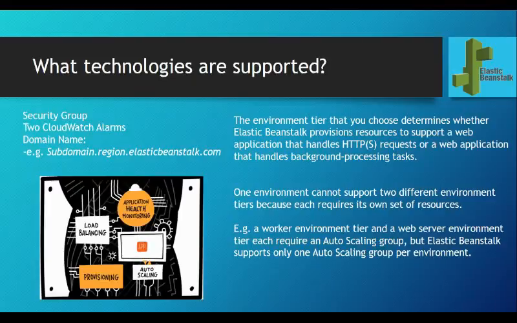Some other important factors are that the environment tier that you choose determines whether Elastic Beanstalk provisions resources to support a web application that handles HTTP or HTTPS requests, or a web application that handles background processing tasks. So that has to be specified beforehand. As you see next, one environment can't support two environment tiers because it requires its own set of resources. An example of this is a worker environment tier and a web server environment tier. Each requires an auto-scaling group, but Elastic Beanstalk only supports one per environment, so you can't set that up so that both can work at the same time.